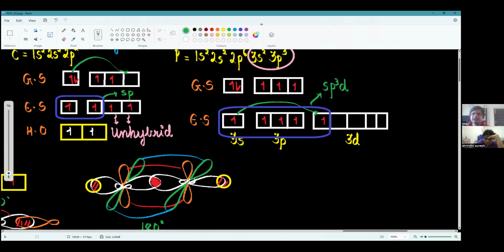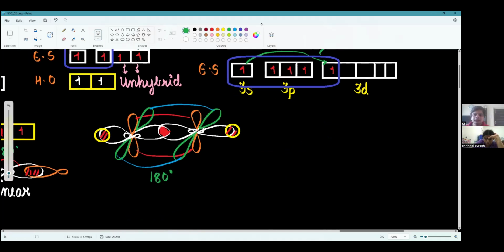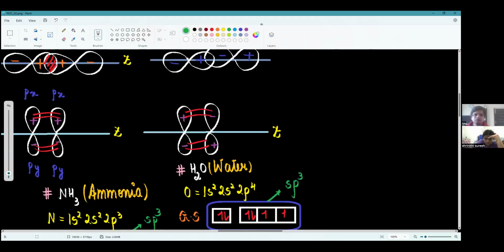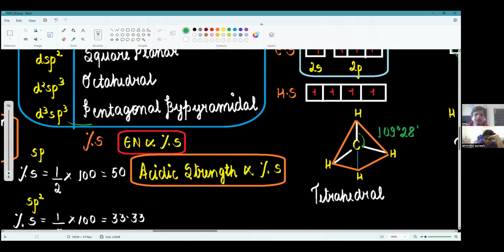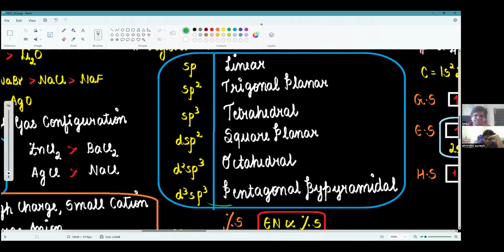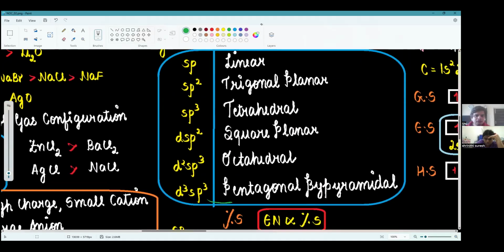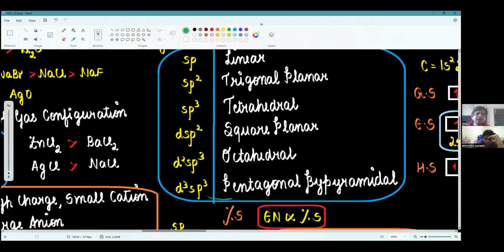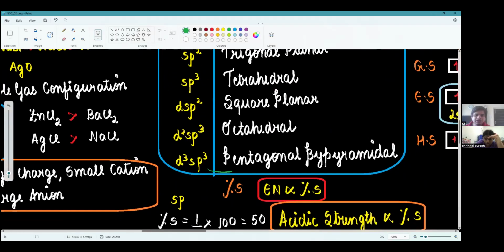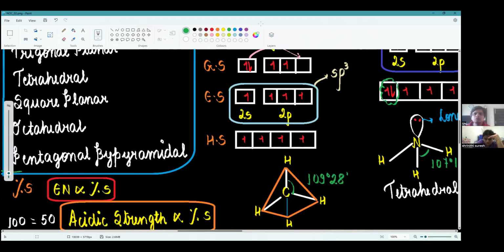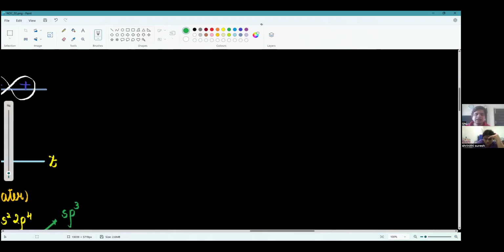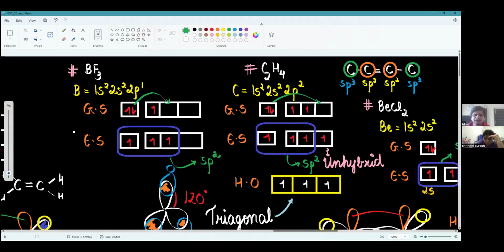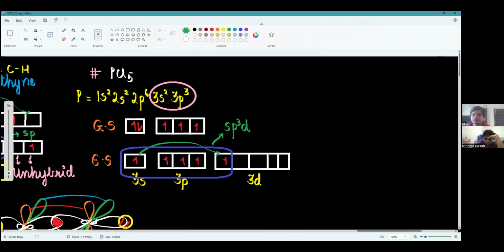So the hybridization will become sp3d. And if you carefully check, for sp3d hybridization, what was the geometry? It was trigonal bipyramidal. I have not written it yet for sp3d, but I will write it down over here, don't worry. It will be sp3d hybridization, then the geometry will be trigonal bipyramidal. Got it?